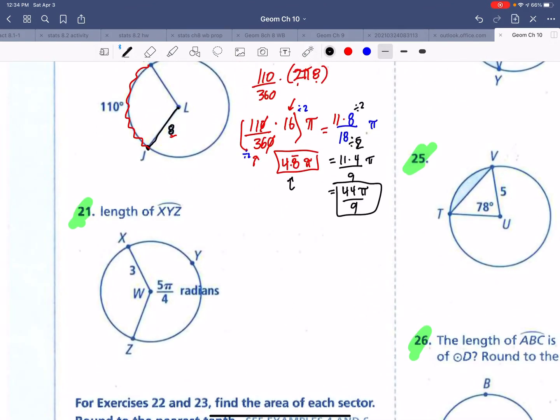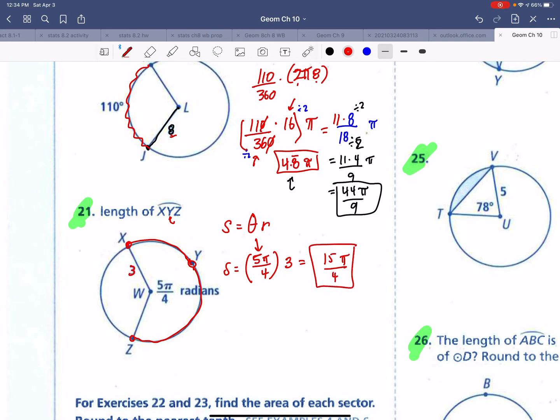21, what is the length of x, y? I'm going to go through y and get to z. Well, it looks like its measure of that angle is 5 pi over 4. So 5 pi over 4. And our formula says we can find our arc length by merely taking our angle, which is what we have there, and multiplying it by our radius, which we have that 3. So our arc length is multiplying these together. So I get 15 pi over 4.